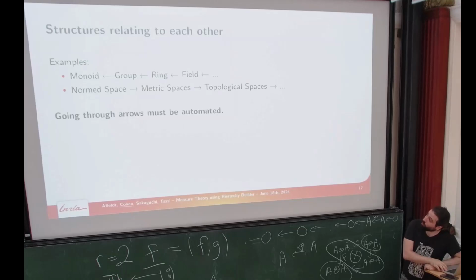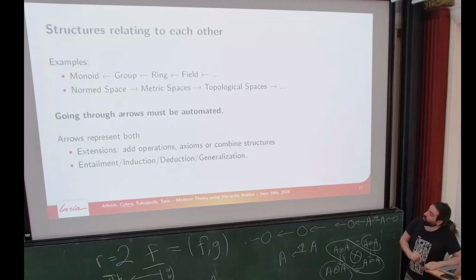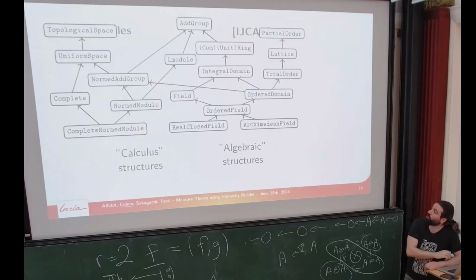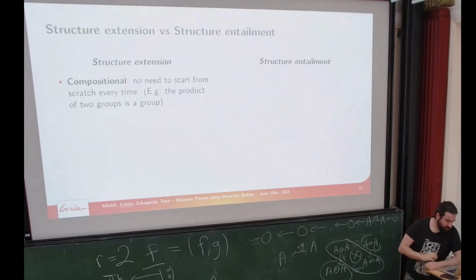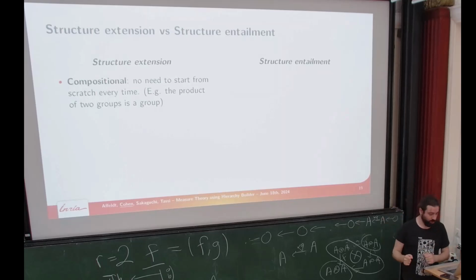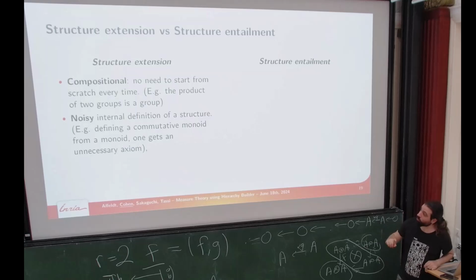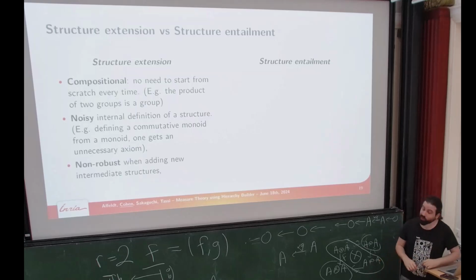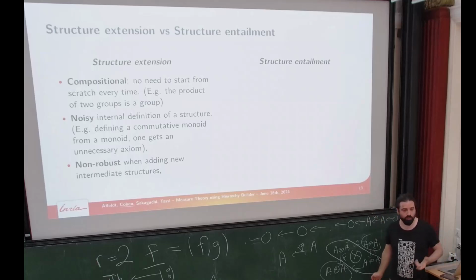So the problem is going through those arrows should be automated, and they are not all meaning exactly the same thing, and there is a tension between extending and entailment, and you cannot say it will use one or the other, because hierarchies actually use structures that come from either way of viewing objects. So the problem with this is that there are problems with the two approaches. When you do structure extensions, you don't need to start from scratch all the time, so that's good. But it's noisy because you may have extra axioms, as I said before, and it's not robust because when you add a new structure, it means you have to rewrite everything.